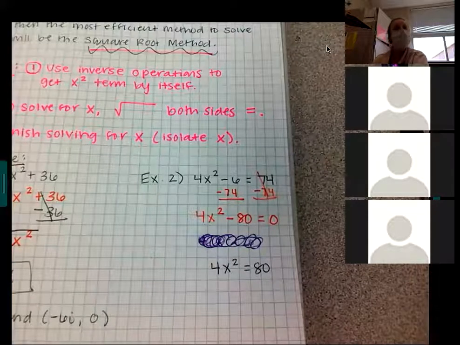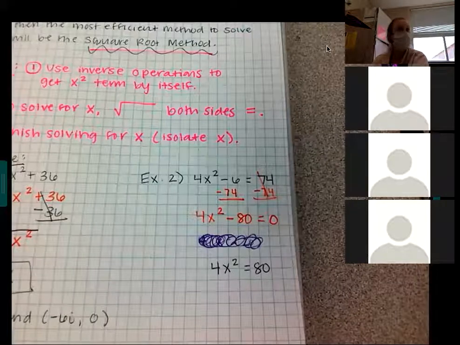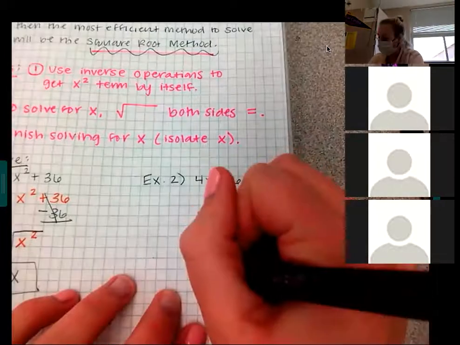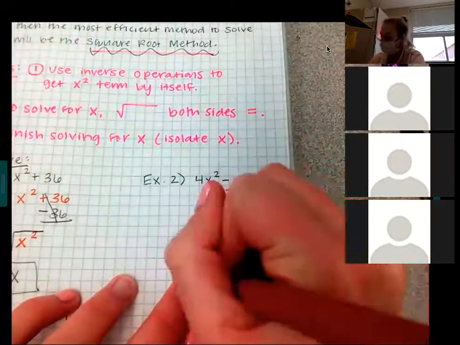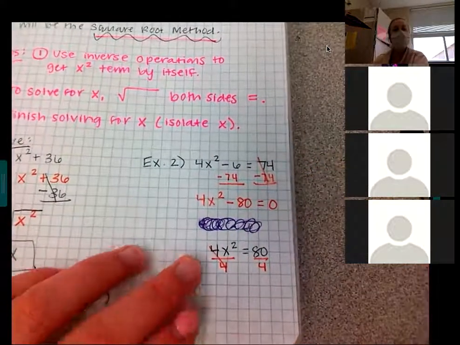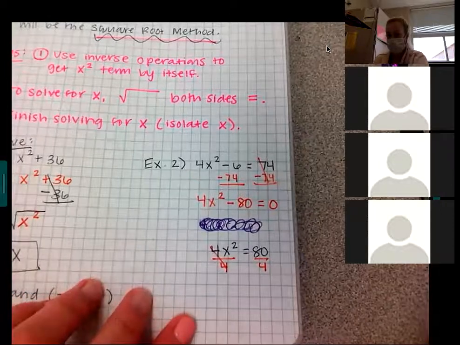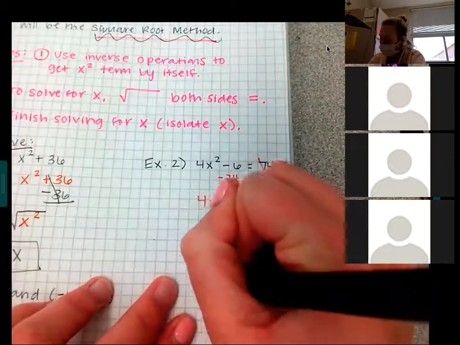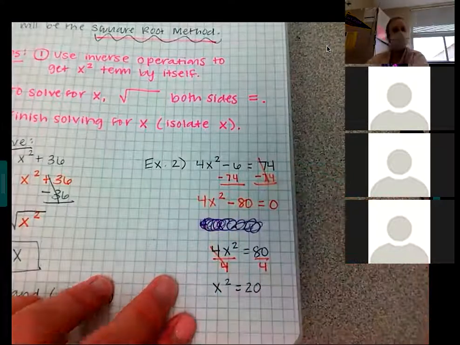You cannot take the square root yet. Don't do it yet. Yes, good. You got to get the x squared by itself. That's what step 1 says. So you got to divide by 4. What's 80 divided by 4? 20. So do y'all agree this is x squared equals 20?